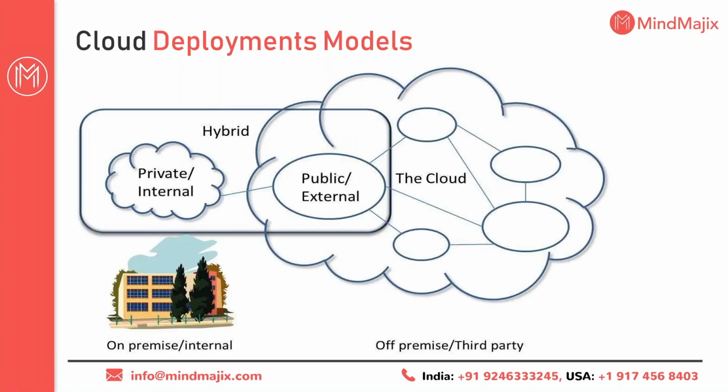Cloud deployment models. What are the cloud deployment models? We have three types: hybrid cloud, private cloud, and public cloud. When we combine private cloud and public cloud together, it becomes a hybrid cloud. Private cloud is for internal access, like an intranet. Suppose a customer doesn't want to expose their network to the outside world. This is called a private cloud and it is very secure. There is no problem.